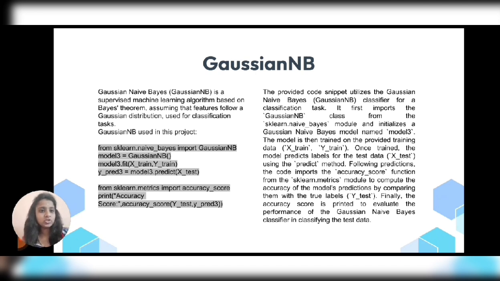The provided code is for Gaussian Naive Bayes. First, it imports the GaussianNB class from the sklearn.naive_bayes module and initializes a Gaussian Naive Bayes model. The model is then trained on the provided training data. Once trained, the model predicts the labels for the test data. It uses the accuracy_score function from the sklearn.metrics module to compute the accuracy of the model's predictions by comparing them with the true labels. Finally, the accuracy score is printed to evaluate the performance of the Gaussian classifier in classifying the test data.